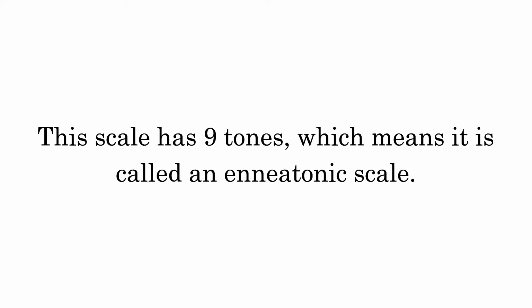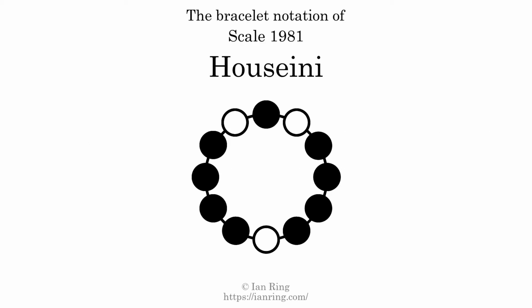This scale has 9 tones, which means it is called an enneatonic scale. This is a bracelet notation diagram of scale 1981. The shaded circles represent tones that appear in the scale, and they are read clockwise, starting at the top.